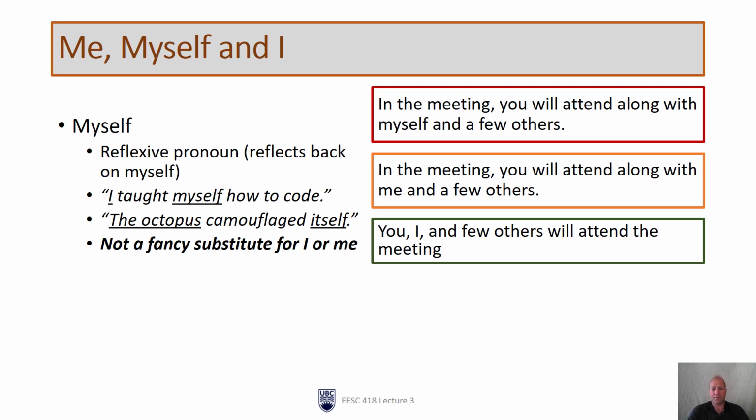So this is the type of thing that you'll hear all the time in business talk. Coincidentally, this is almost exactly the same example that Grammarly came up with, although I'd written this before I looked at the Grammarly page. So in the meeting, you will attend along with myself and a few others. This could totally be in an email that somebody would send in a business setting. So I've corrected that. It's grammatically correct, although I still wouldn't word it quite this way. In the meeting, you will attend along with me and a few others.